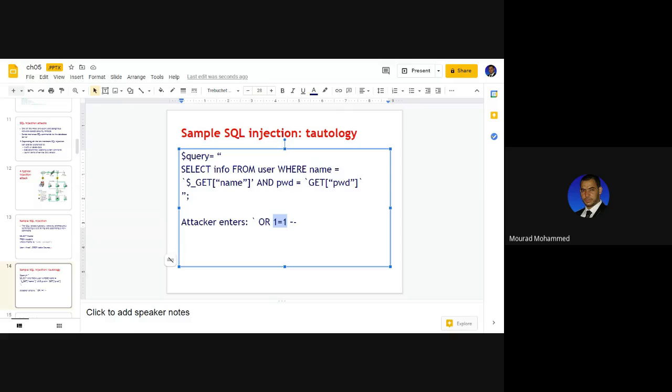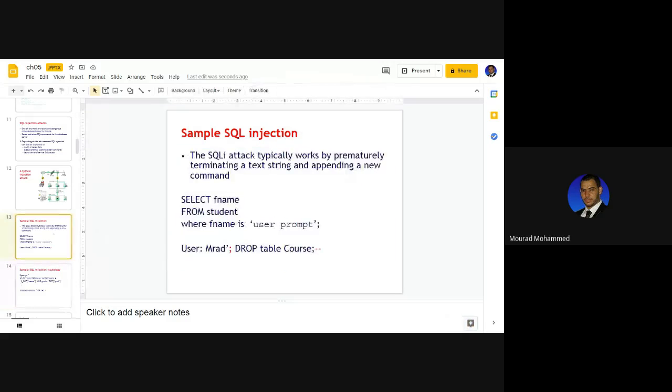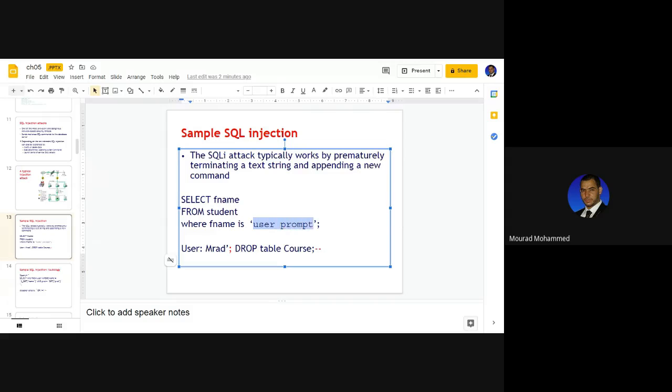So instead of typing a username and things like that, the query at the end of the day would be receiving a value, and after that it will continue the same way. So instead of typing the username here, the user will type a single quotation, space, or 1 equal 1, semicolon, comment, the same way.